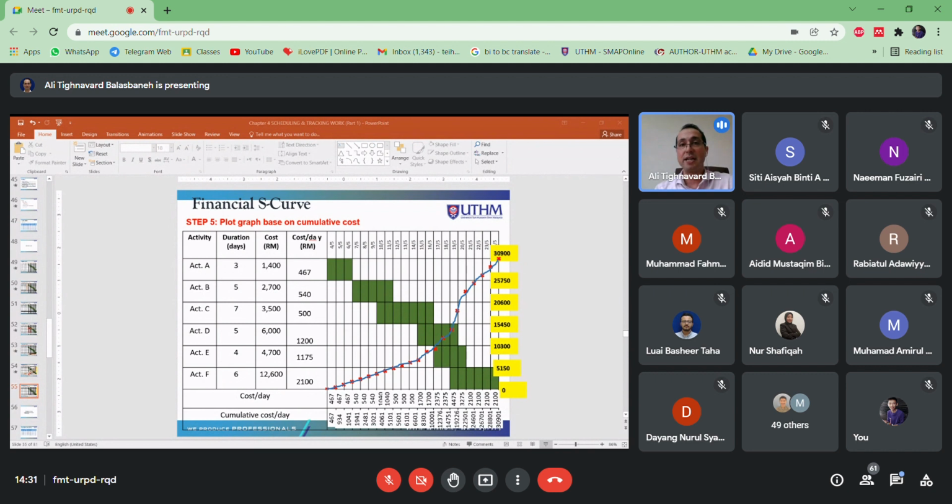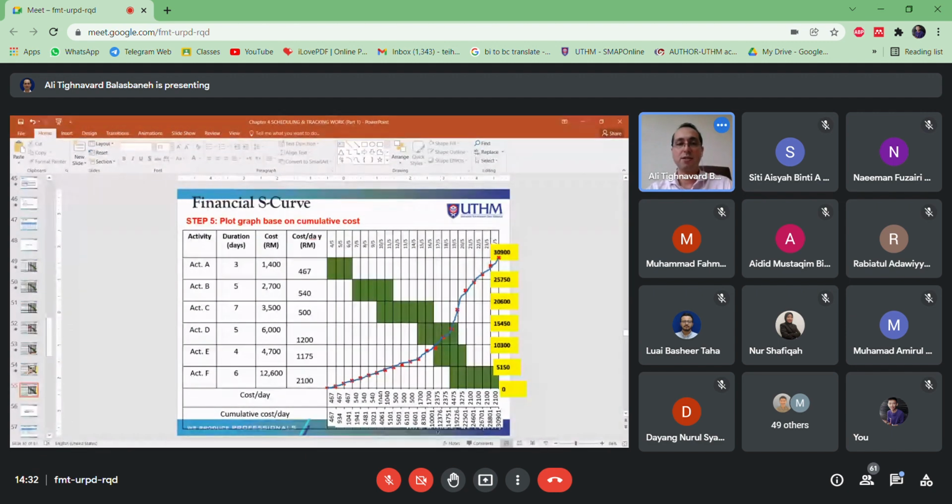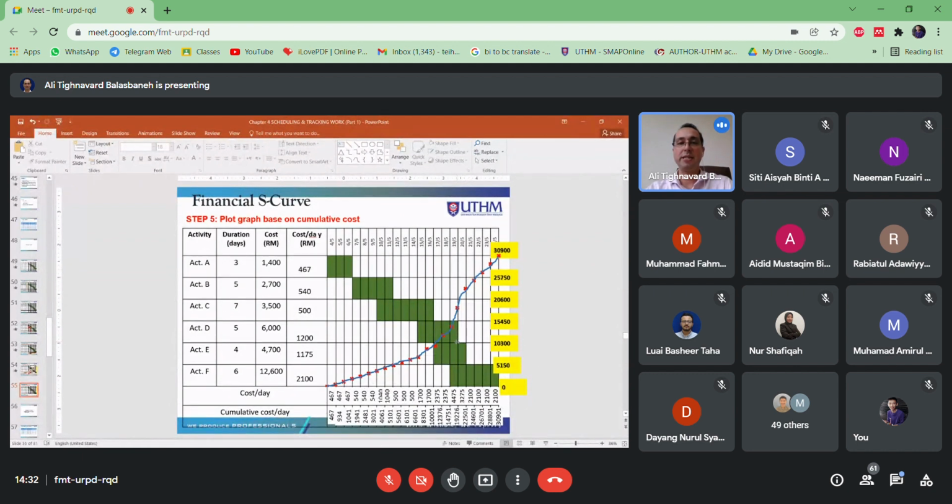As you can see here, the S-curve is not really in the standard S shape. That's because of how the cost is divided throughout the project. So it's not necessary that your curve will exactly follow the standard S shape. It sometimes depends on how much each activity costs for that specific project. So this is your graph for the cumulative S-curve.